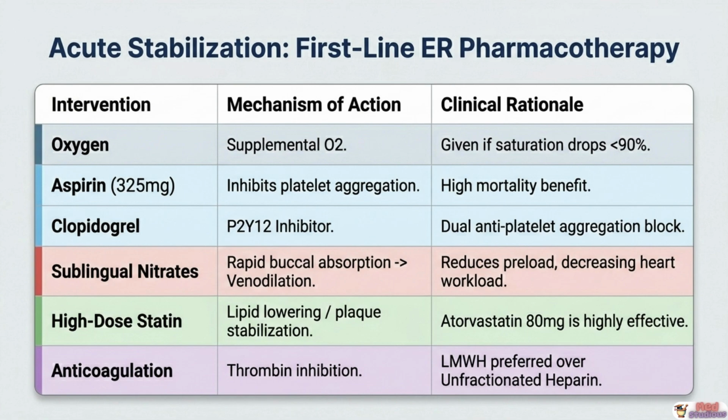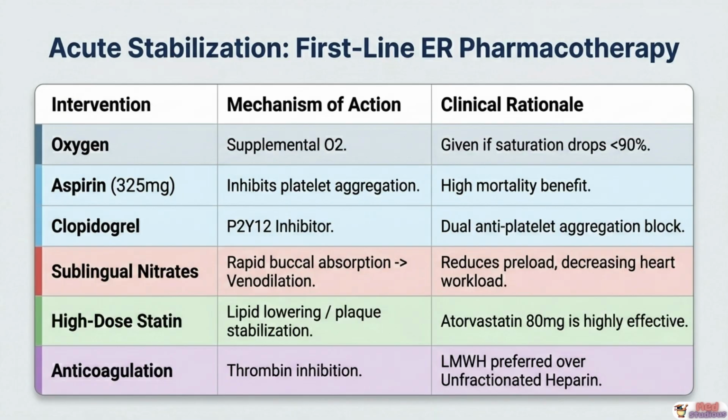Routine oxygen in normoxic patients actually generates reactive oxygen species and may paradoxically worsen myocardial injury, a finding from the AVOID and DETO2X-AMI trials. Aspirin, at a loading dose of 325 milligrams, is administered immediately and chewed, not swallowed whole, to accelerate buccal absorption. It irreversibly inhibits cyclooxygenase 1, blocking thromboxane A2-mediated platelet aggregation. It carries one of the highest mortality reduction benefits of any acute intervention in medicine.